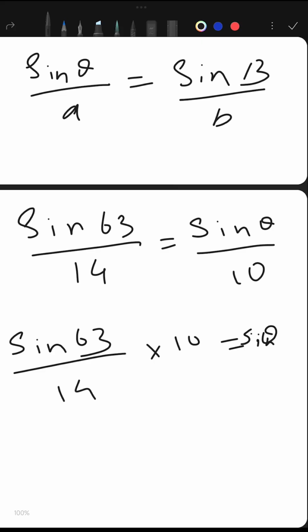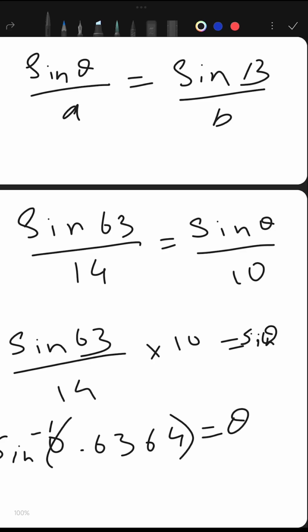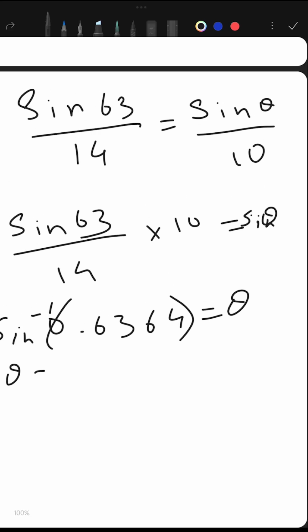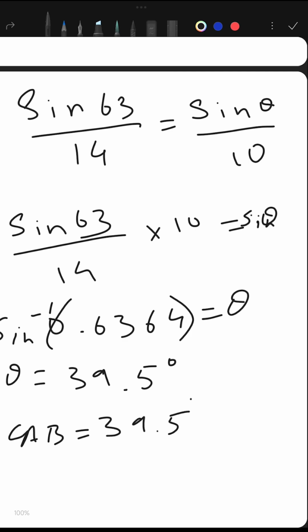All right, so the answer of this is 0.6364, and we're actually going to take sine inverse of that, and we will find theta. So theta is going to turn out to be 39.5 degrees. So CAB equals 39.5 degrees.